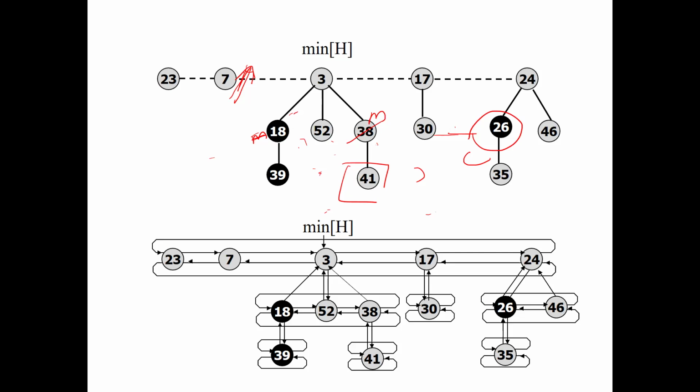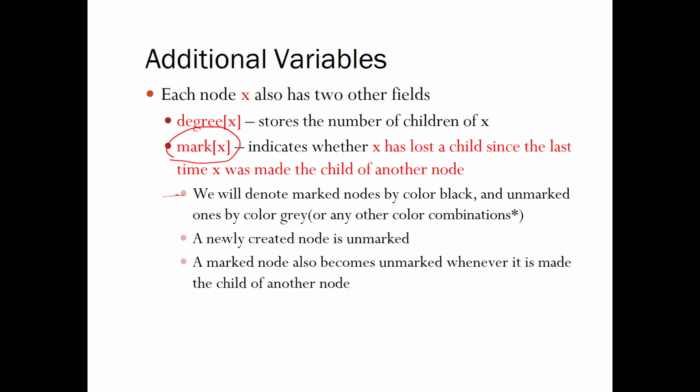So basically, what is a marked node? A node becomes marked when it loses one child due to some operation, but it is not yet cut from its parent. What is the parent of 38? It was 3. It is not cut from its parent. Now, once a marked node loses another child, suppose that it had to lose one more child when it was already marked, then it is cut from its parent. So this is the basic idea behind marked nodes. We denote the marked nodes by color black and the unmarked by color gray. In this particular PPT, I've used that. In different scenarios, you may find other color combinations.